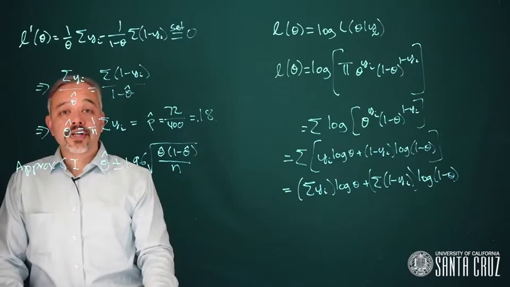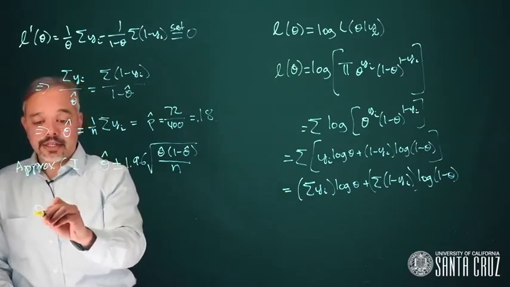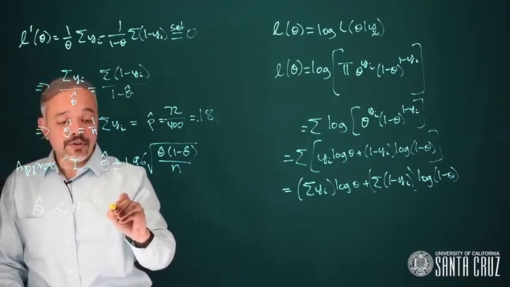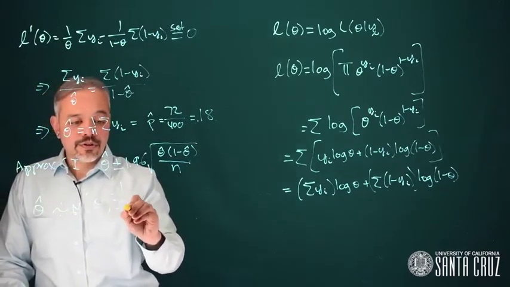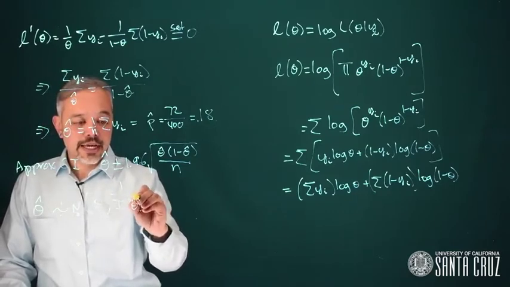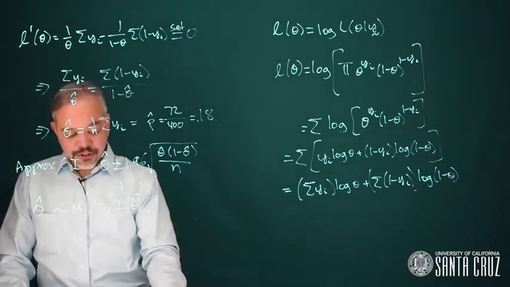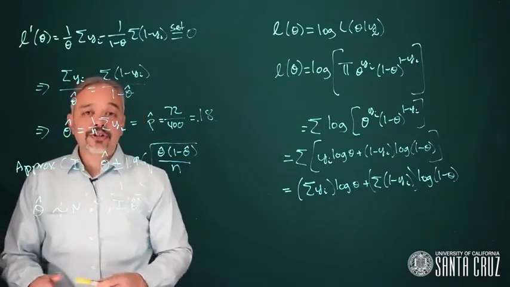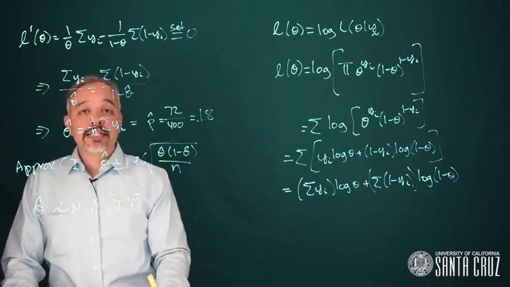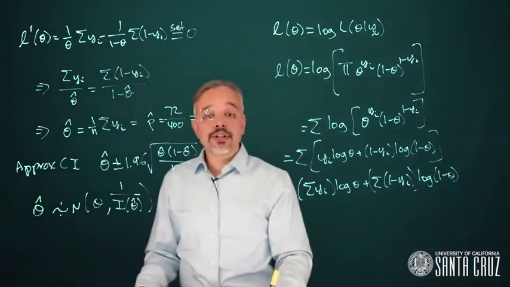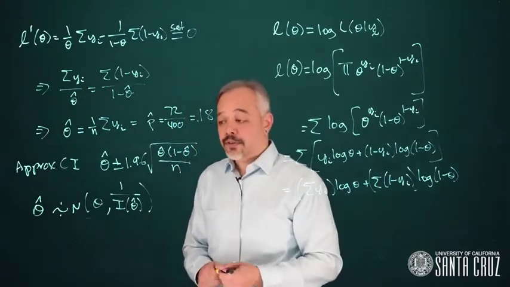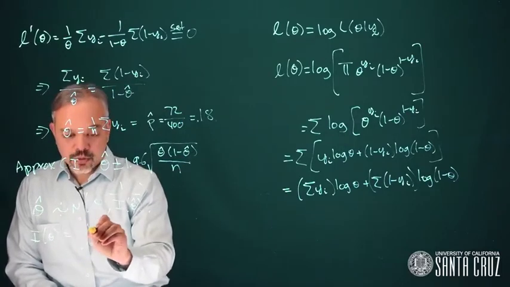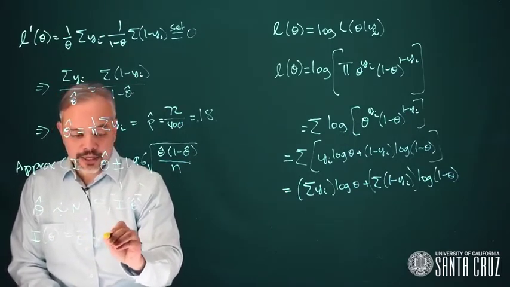In general, under certain regularity conditions, we can say that the MLE is approximately normally distributed with mean at the true value of theta and variance 1 over the Fisher information evaluated at theta hat. We'll return to the Fisher information later. The Fisher information is a measure of how much information about theta is in each data point. It's a function of theta. For a Bernoulli random variable, the Fisher information turns out to be 1 over theta times 1 minus theta.